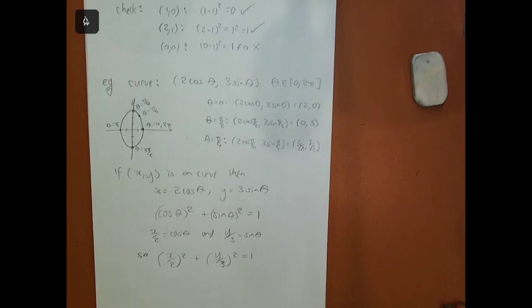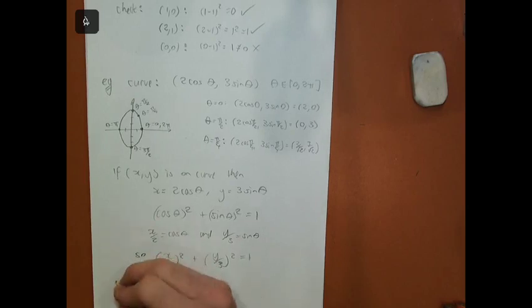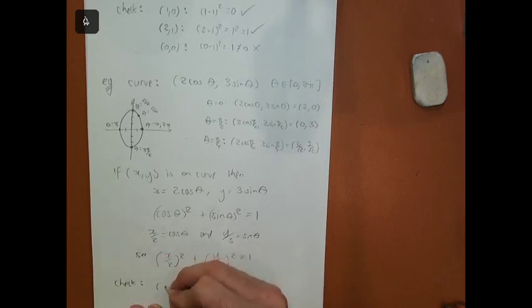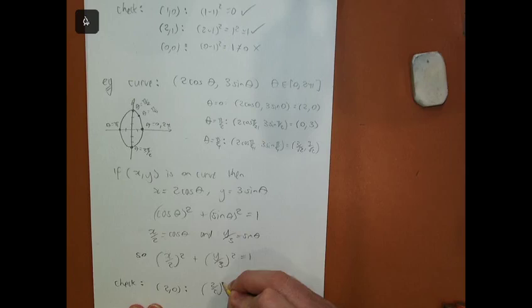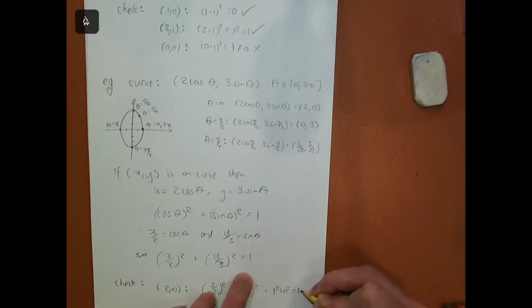Let me just check a couple of the points to see if it's working the way it should. So the point 2, 0 is definitely on the curve. 2 divided by 2 squared plus 0 divided by 3 squared is in fact 1 squared plus 0 squared, which is 1 as it should be. Excellent, that's working out the way it should.